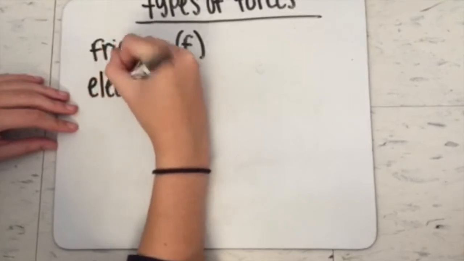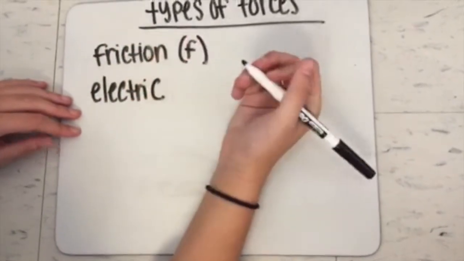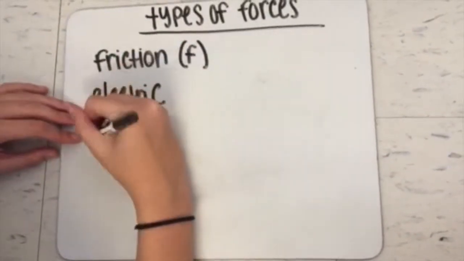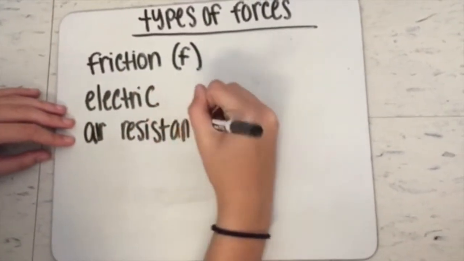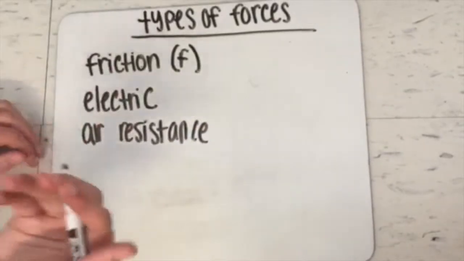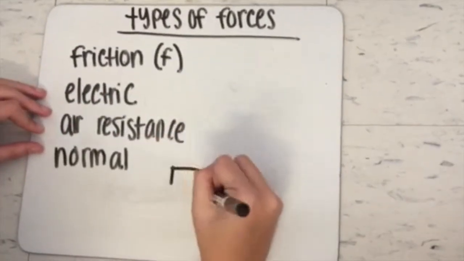Then there's electric force. Also, air resistance is what happens when an object is falling and the air is pushing up on the object, slowing it down. An example is when you drop a piece of paper and it floats to the ground, and this is because of air resistance. Next is normal force.